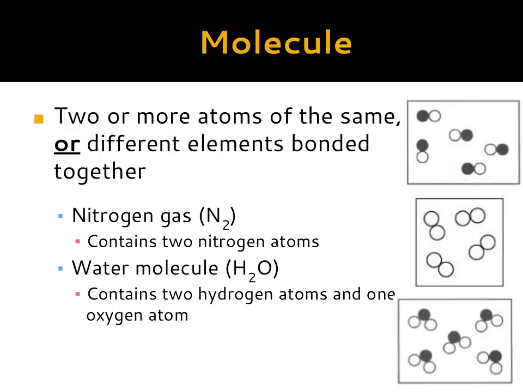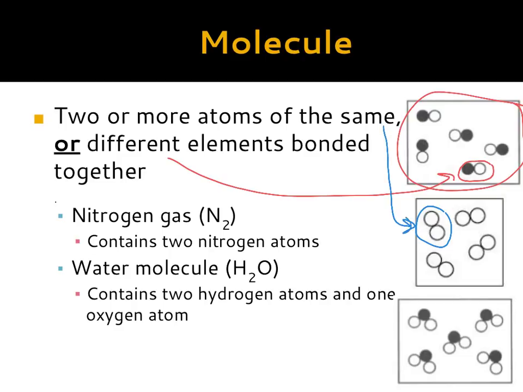In our particle view diagrams, the first one we have, this one up here, you can tell that the atoms are different colors. We've got a black one and a white one. So this is a molecule of different elements. Whereas this one here, they're both white circles. This is an example of a molecule of the same element. This one down here, again, is a particle view diagram of molecules, like this one, that has different elements in it.